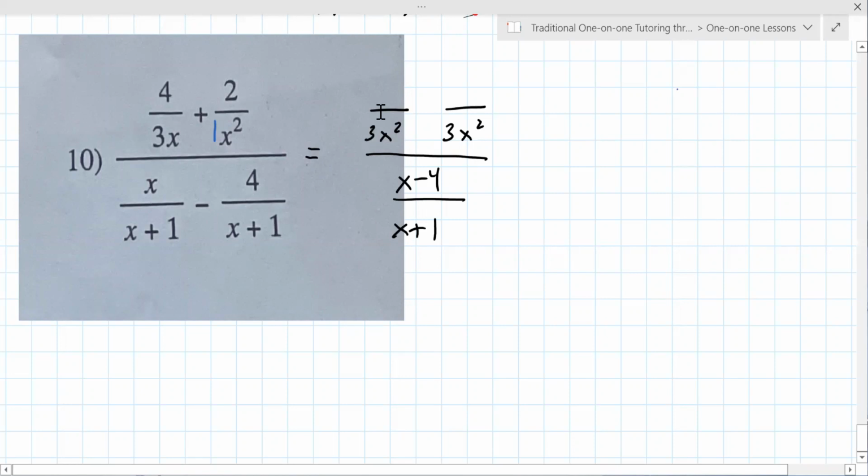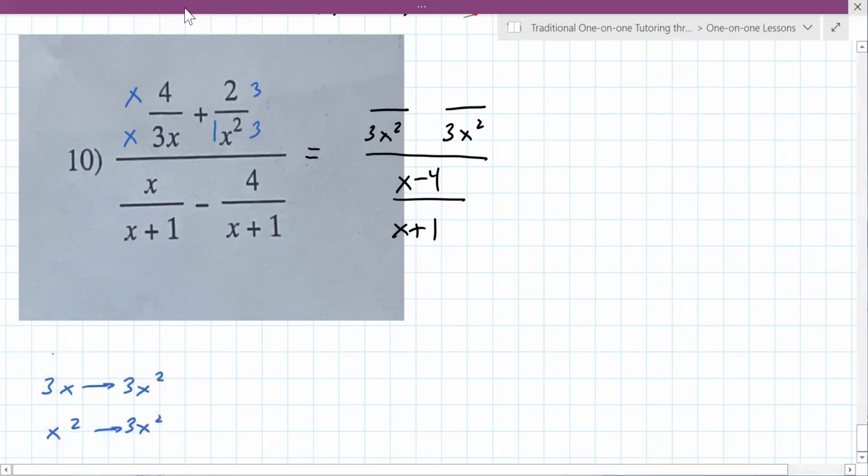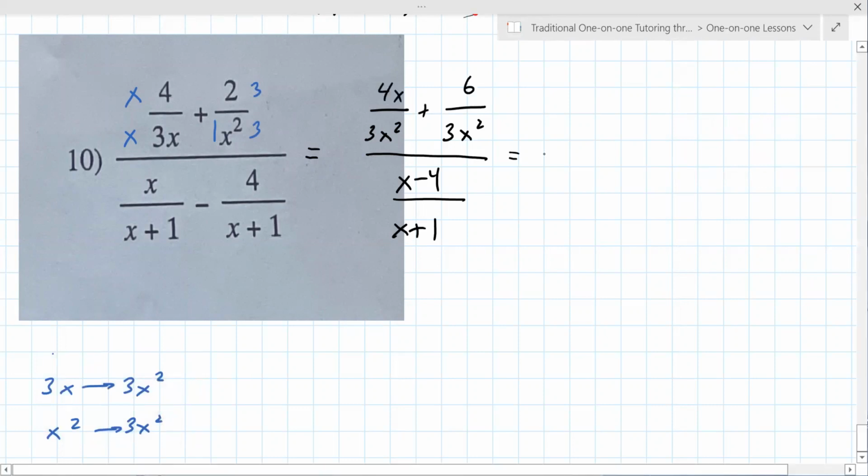You already got a 3. 3x to 3x squared. So this is what I'm asking you: how do you go from 3x to 3x squared? Oh, you multiply by x. By x. Okay. And then same thing. How do you go from x squared to 3x squared? You multiply by 3. By 3. And that saves you from having to do some other stuff down the road of canceling. All right. So that gives you 4x on the top and 6 over here. Then you combine the numerators, 4x plus 6 over 3x squared, x minus 4 over x plus 1.